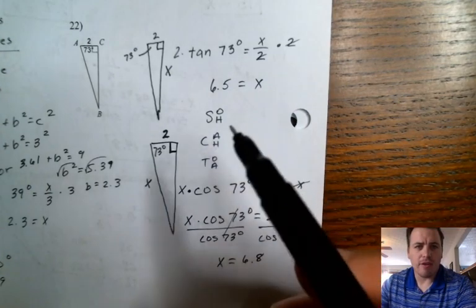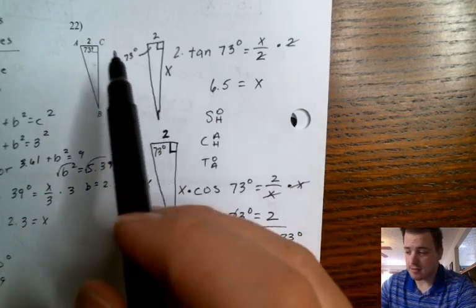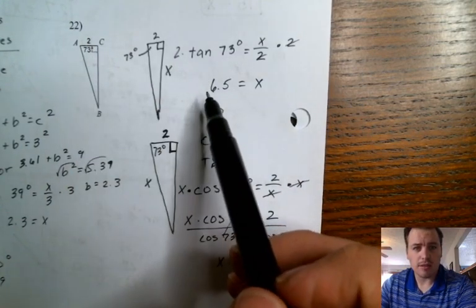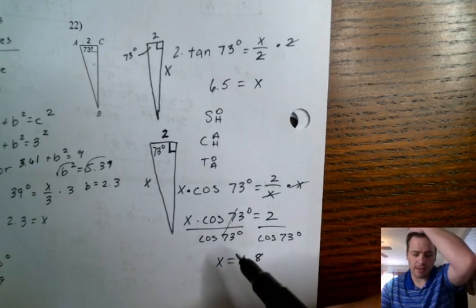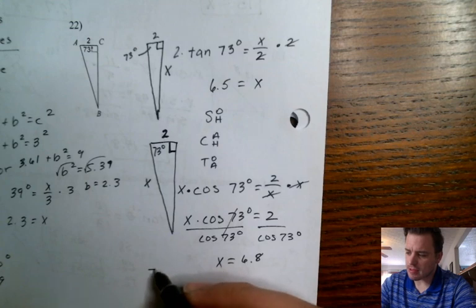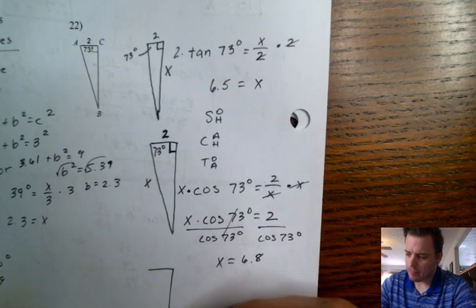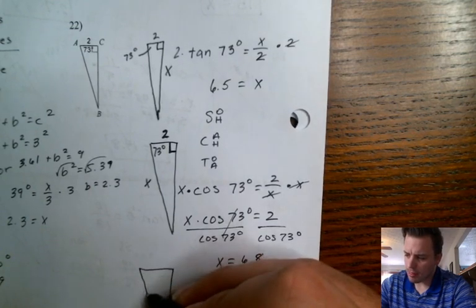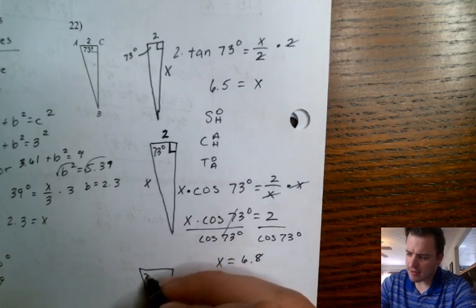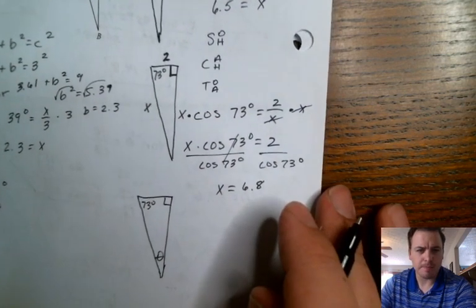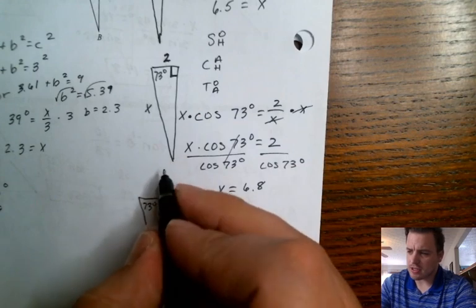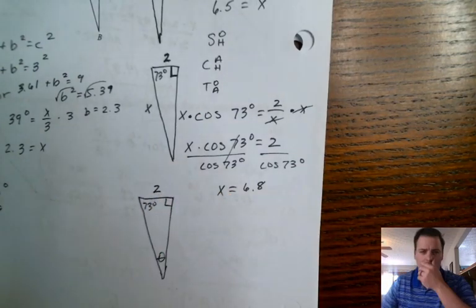Now, you now have three sides: 2, 6.5, 6.8. Now, we'll get to filling them in here in a second. But in order to make this next triangle, we know that's 73 degrees. We know that's a right angle. This down here is theta, okay? And we know this is 2. That's what the problem gave us.